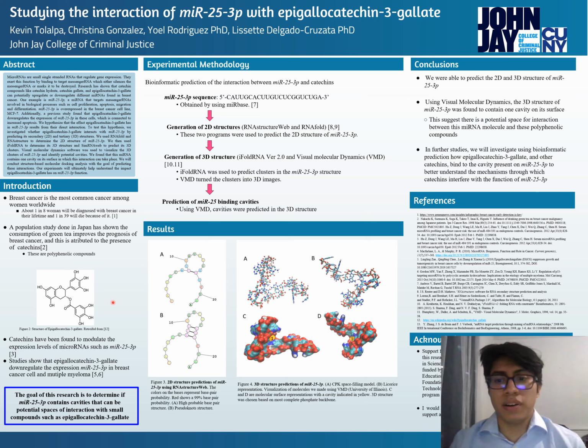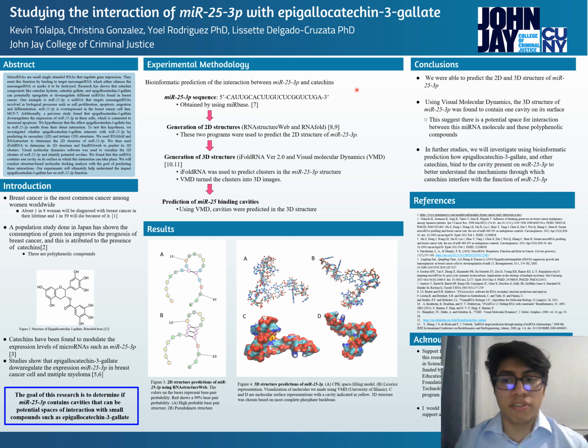These compounds have been found to modulate the expression levels of microRNAs such as MIR25-3P. Studies have shown that epigallocatechin 3 gallate downregulates the expression of microRNA 25-3P in breast cancer cells and multiple myeloma. The goal of this research was to predict the secondary and tertiary structures of microRNA 25-3P and determine if they contain cavities that can be potential spaces of interaction with small compounds such as epigallocatechin 3 gallate.